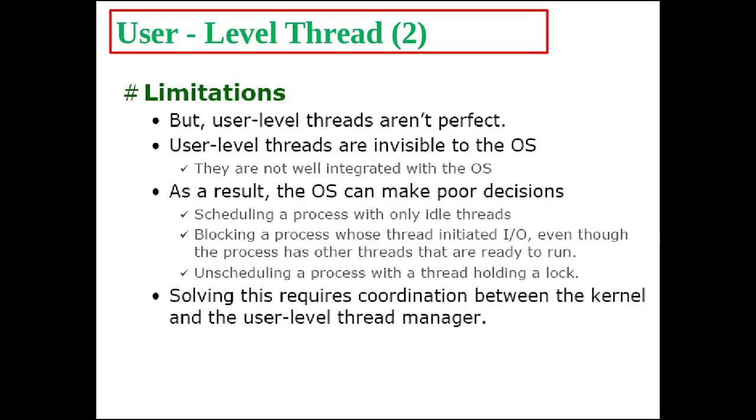And limitation 3, need for coordination. Solving these issues requires coordination. There must be coordination between the kernel and the user level thread manager. Both should work hand in hand. So while user level threads are fast, these limitations show the challenges when the OS is not aware of them. And this understanding is important for designing efficient thread systems.